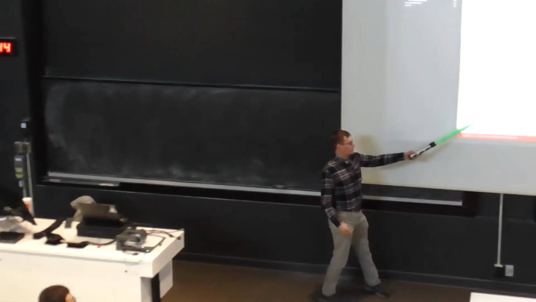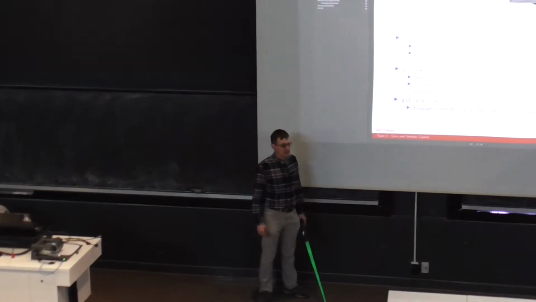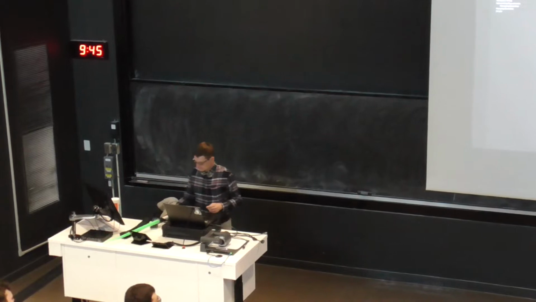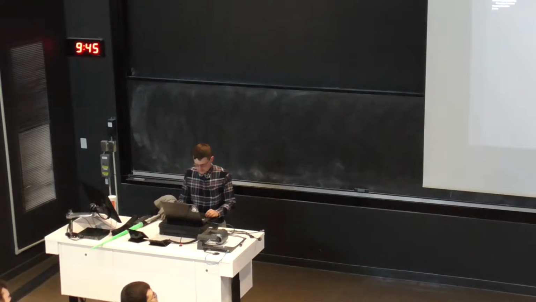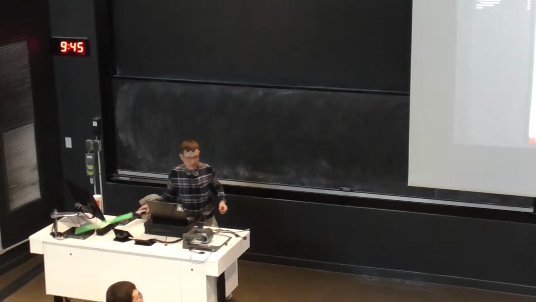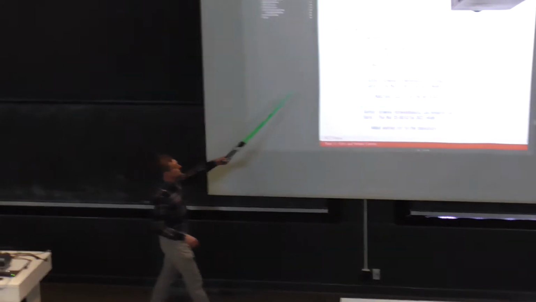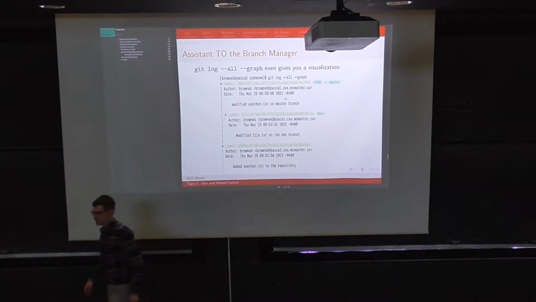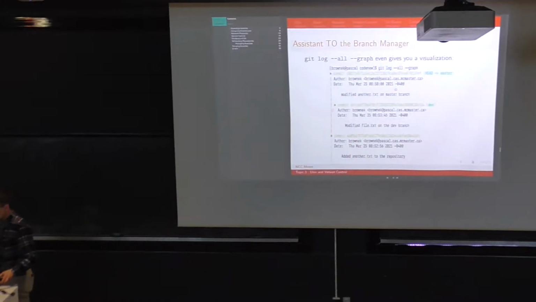Git log all displays commits from all branches, not just the active branch. So that's what a git log all graph is. If you add the graph option as well, you get something that looks a little bit like that diagram over there, but done in ASCII.